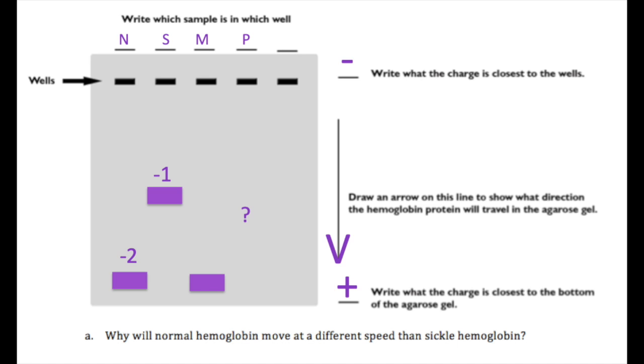It's important to note that the hemoglobin proteins will move at different speeds from each other based on their differing charges. The more negatively charged proteins will move the fastest through the gel because they're the most attracted to the positive charge at the bottom of the gel.